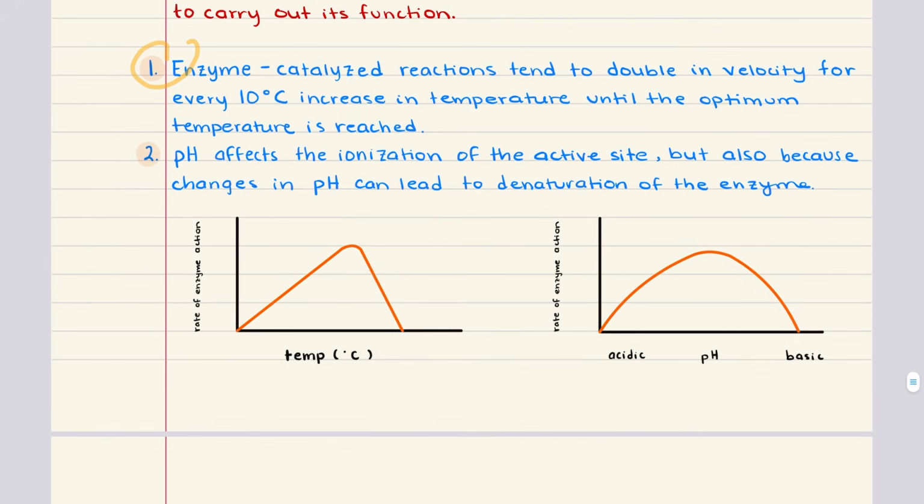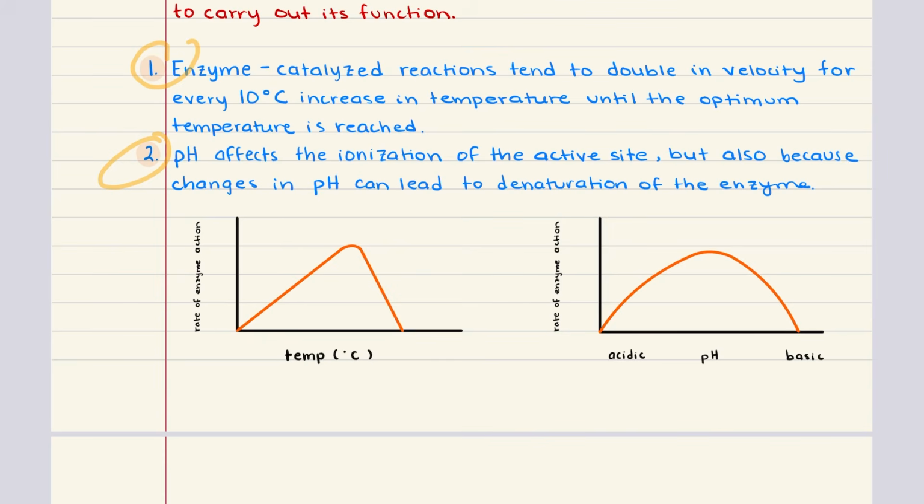Next is pH. This also plays a major role in enzyme activity. Each enzyme has an optimal pH range, and this varies depending on where the enzyme normally operates in the body. So for example, pepsin, which is a digestive enzyme in the stomach, works best at very low pH, while trypsin, which is found in the small intestine, prefers a more basic environment.